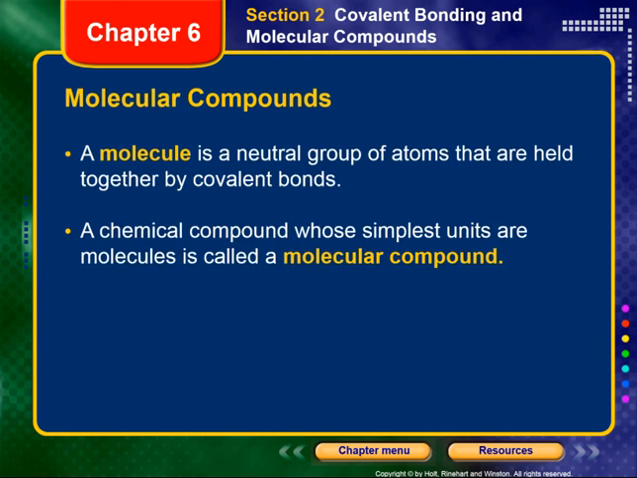So here we go. A molecule is a neutral group of atoms that are held together by covalent bonds, specifically covalent bonds and specifically neutral groups, meaning overall there can be no charge. It has to be electrically neutral, and everything has to be covalently bonded. And remember, we experience covalent bonding between non-metals. A chemical compound whose simplest units are molecules is called a molecular compound. It's molecularly bonded, covalently bonded, a molecular compound, as opposed to ionically bonded, an ionic compound, or metallically bonded.